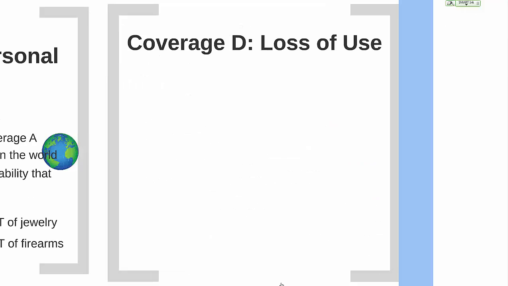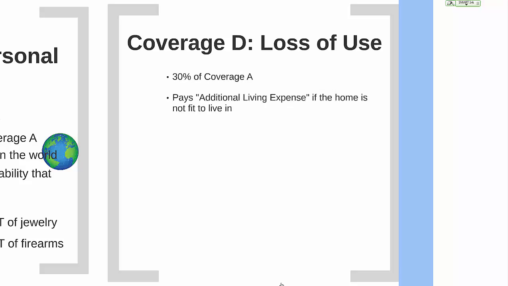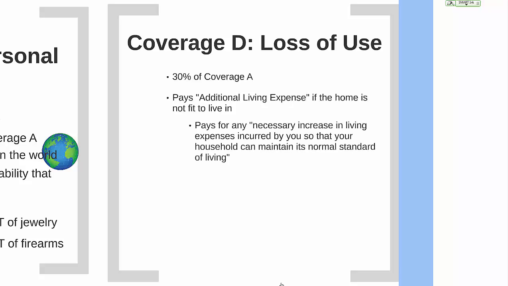Now let's look at coverage D, loss of use. Coverage D is 30% of coverage A. This pays additional living expenses if the home is not fit to live in. It pays for any necessary increase in living expenses incurred by you so that your household can maintain its normal standard of living. In other words, if you have to evacuate because of a fire, this would pay those additional living expenses that you incur.